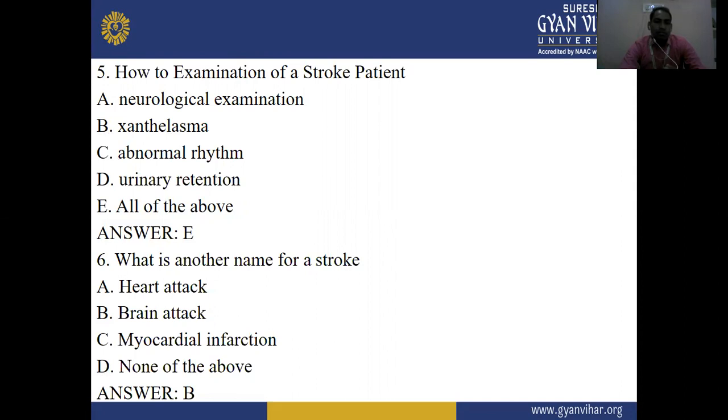Next question. What is another name for a stroke? Option A is heart attack. Option B, brain attack. Option C, myocardial infarction. And option D, none of the above. The right answer is B, brain attack.